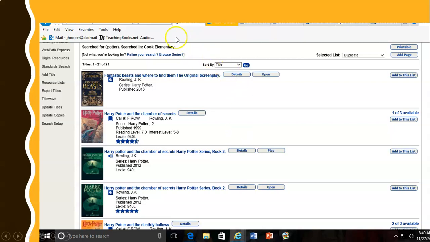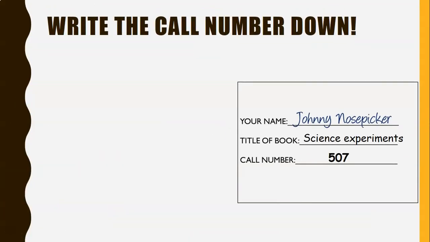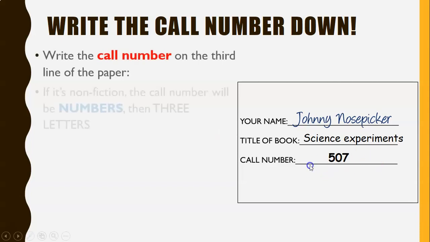So here's an example. We typed in Harry Potter in our search bar, and this is what came up. So this is Harry Potter and the Chamber of Secrets. That's the title of this individual book. And its call number, see how it says call number, is F Row. Now that F stands for fiction. We're going to review all those. And R-O-W are the first three letters of the author's last name. So all our fiction and all our easy books, also called picture books, are organized like this. They will have the first three letters of the author's last name. All right. Then you write the call number down. You write the call number on the third line of paper.